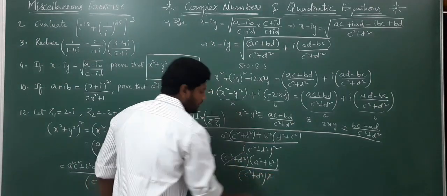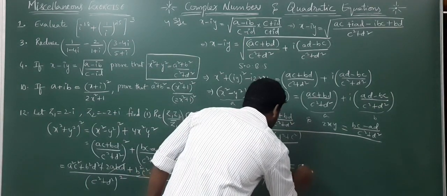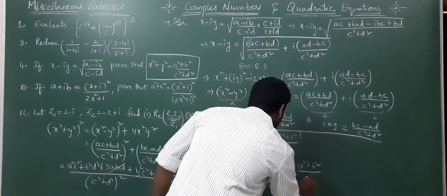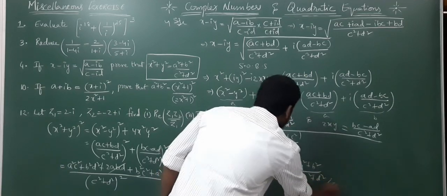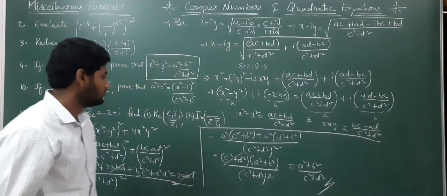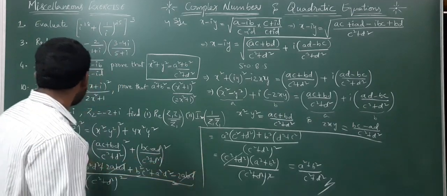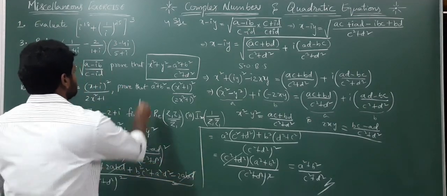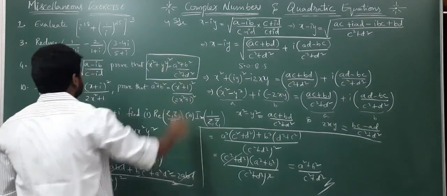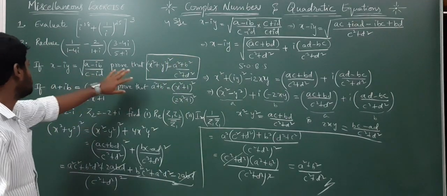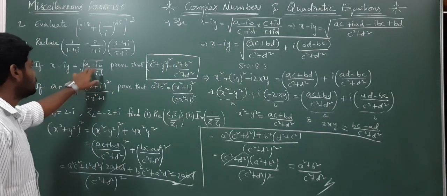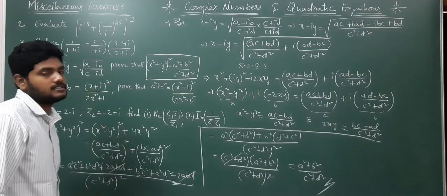So this one and square get cancelled, which will be equal to a square plus b square by c square plus d square, right? So this is what? X square plus y square whole square, right? So this is what we can prove by using x minus iy is equal to square root of a minus ib by c minus id.